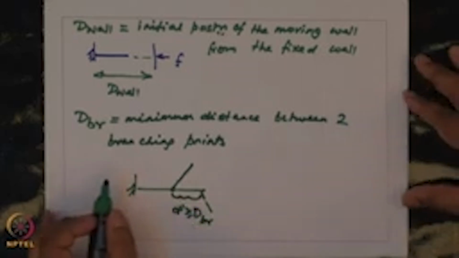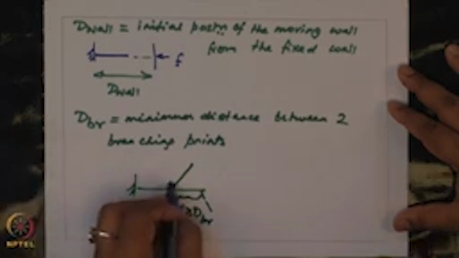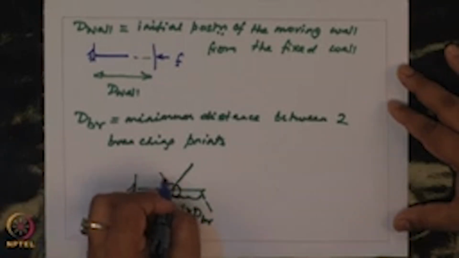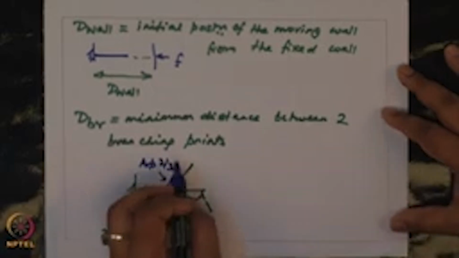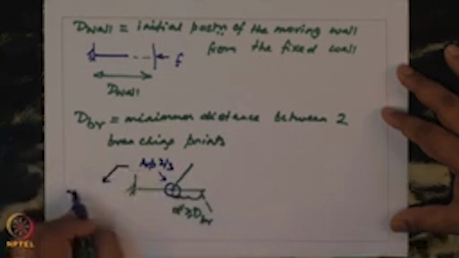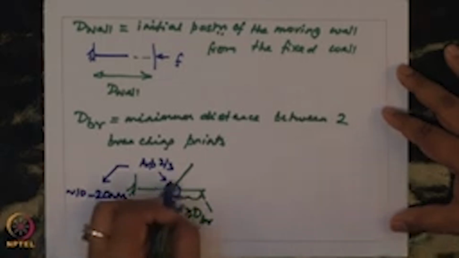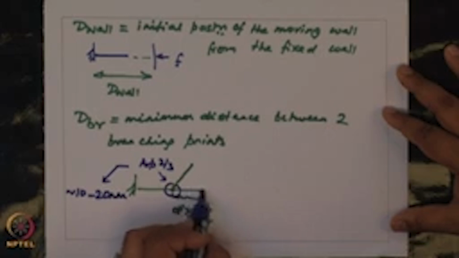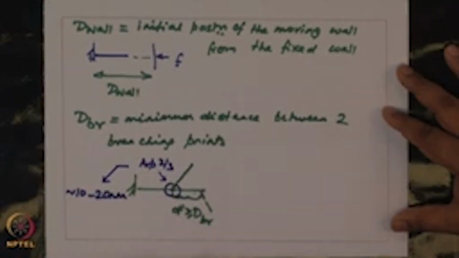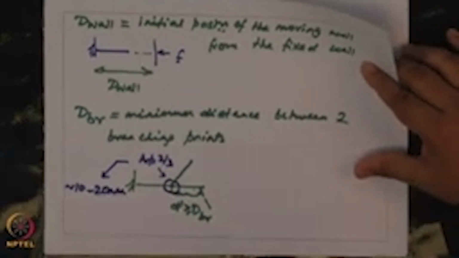And what is the physical significance of that? One possible reason is this branching event is mediated by a protein called Arp2/3. And the size of Arp2/3 has been estimated to be of the order of 10 to 20 nanometers. So, if you have a big protein sticking to this point, there is a likelihood that the next binding zone will be some distance away from this binding point. So, you have d_Br and d_wall.